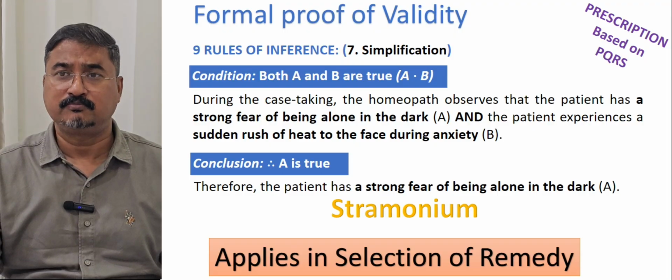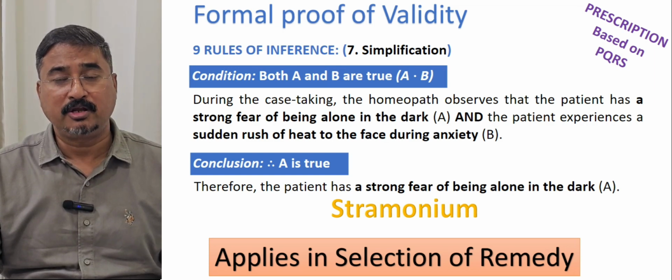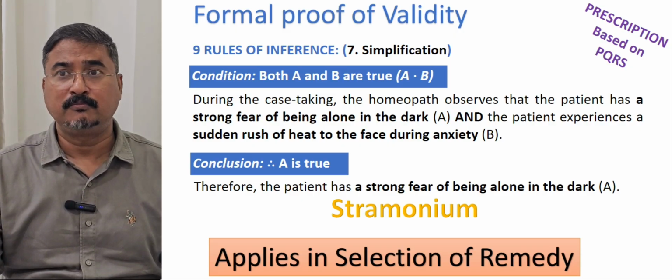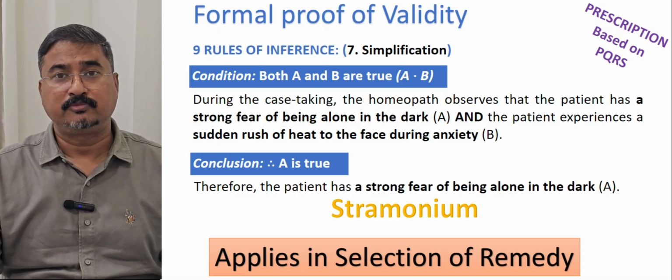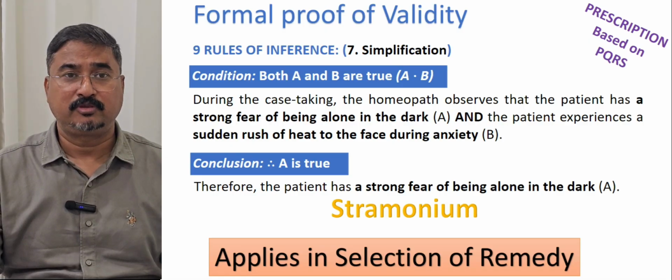In this way, the rule of simplification helps the homeopathic researcher break down a complex symptom picture into individual components, identify the most characteristic symptom, and use it to guide the process of remedy selection.